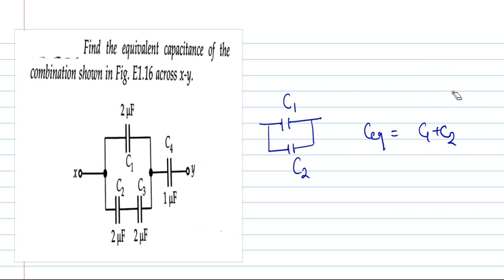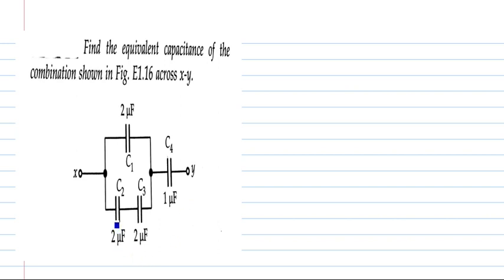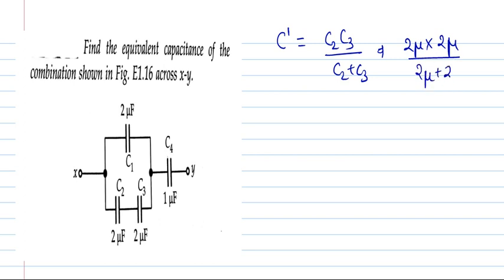So let's start. We can see here that C2 and C3 are connected in series. So we will find C equivalent for this combination. Here we can find C dash is equal to C2 into C3 upon C2 plus C3, that is equal to 2 micro into 2 micro upon 2 micro plus 2 micro, that is equal to 4 upon 4 micro. So here it will be 1 microfarad. So here we solved for this combination.